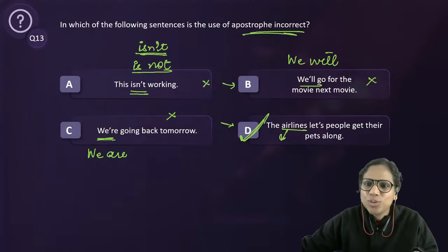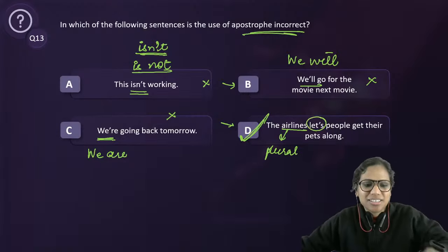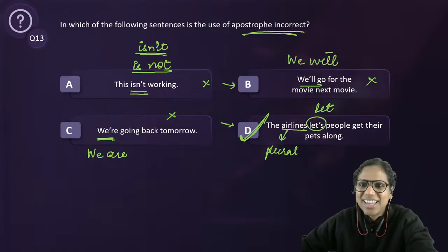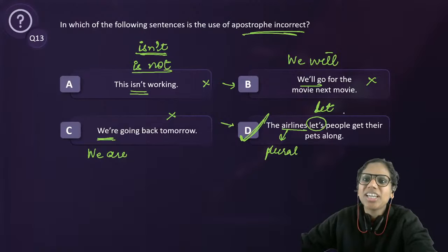The airlines, first of all, plural. Okay, so what is the verb that I need here? The airlines let people get their pets along. Okay, let's is a singular verb.